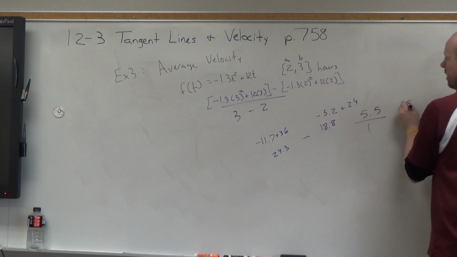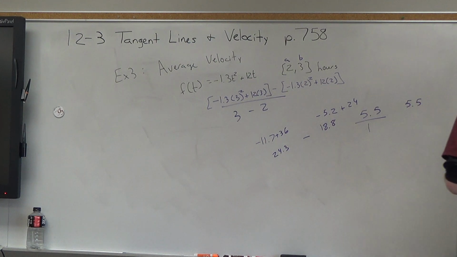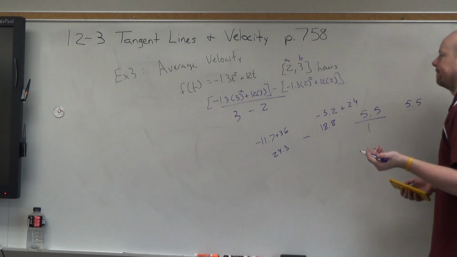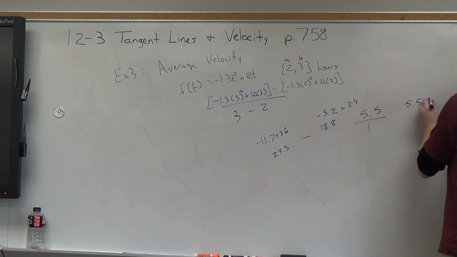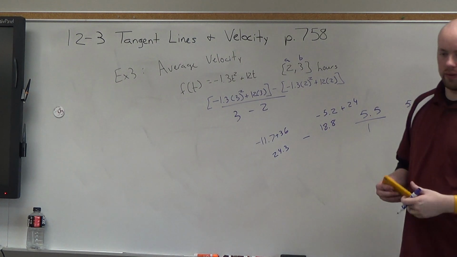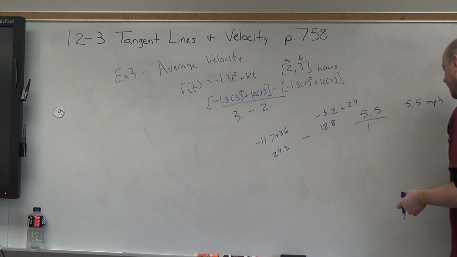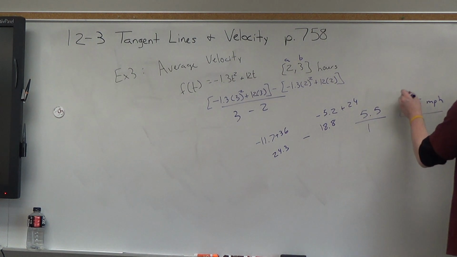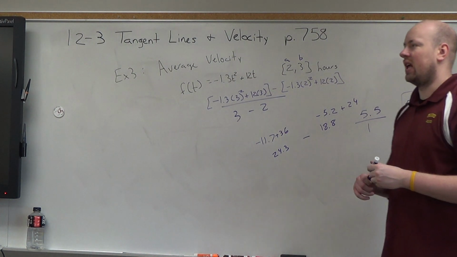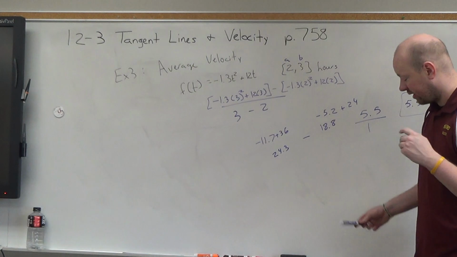So an average of 5.5 units per hour. My guess is miles per hour. I didn't even look at the distance quantity, but yeah, units per hour, my answer would just be 5.5. That'd be the average velocity. Does that mean they went 5.5 the entire time?